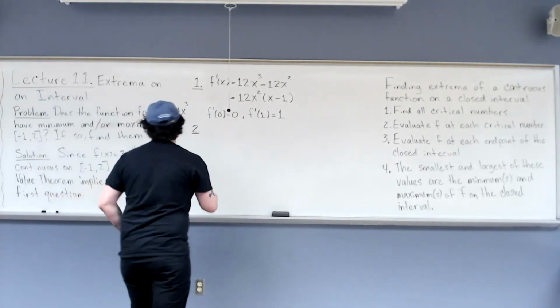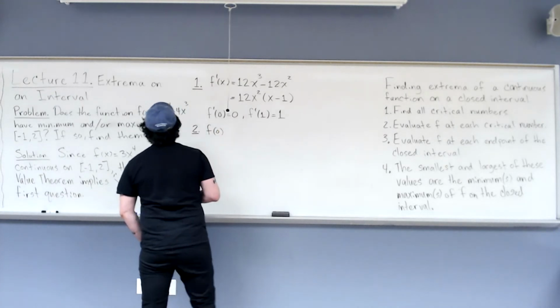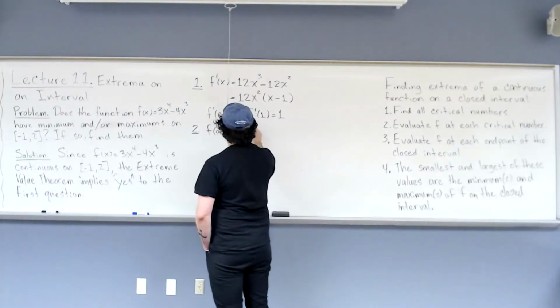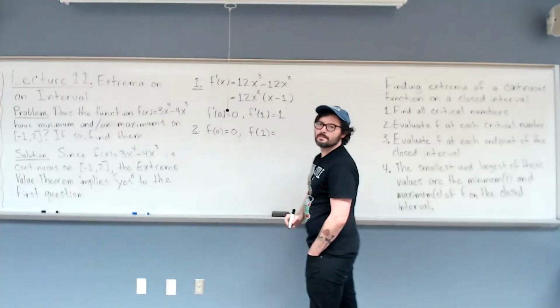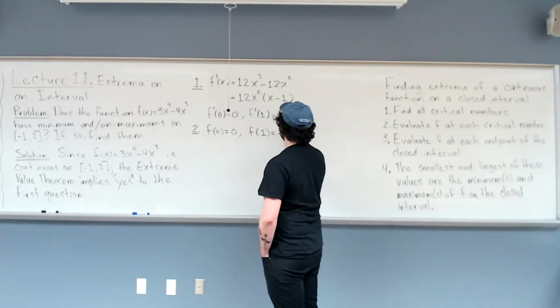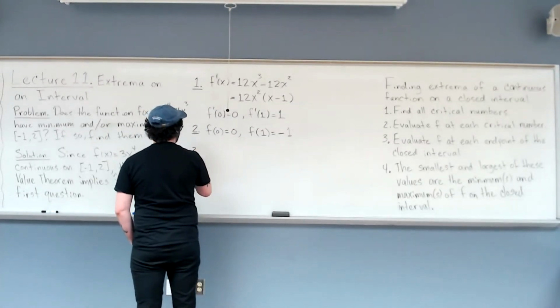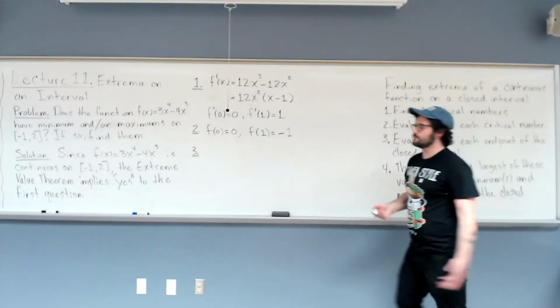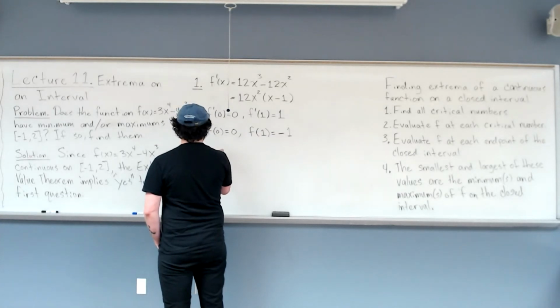Okay, so the original function evaluated at 0 is equal to 0. And the original function evaluated at 1 is equal to -1. Okay. Then part 3, you have to evaluate the function at the endpoints of the interval. So f at -1.